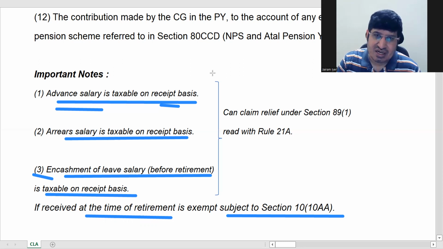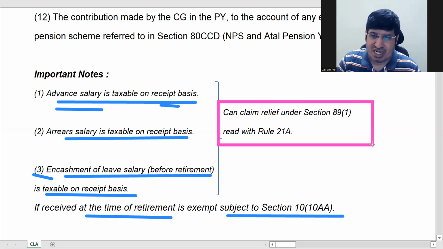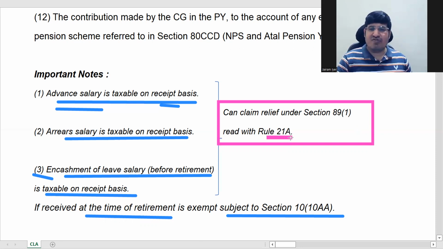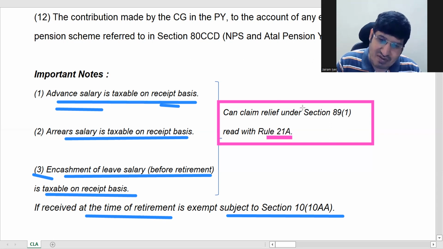Now here, what is written: can claim relief under section 89(1) read with rule 21A. So we'll learn this relief computation later on. In things where you are not getting any exemption, this relief comes up, so you get some relief. The relief amount, the way it is computed, is normally lesser than your normal exemption or deduction amount. So it is just some secondary relief which people get. This part we will see later on.